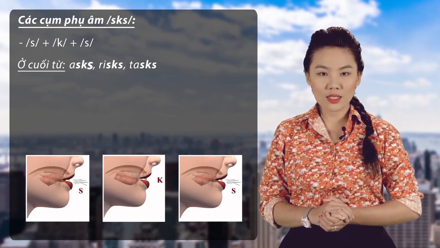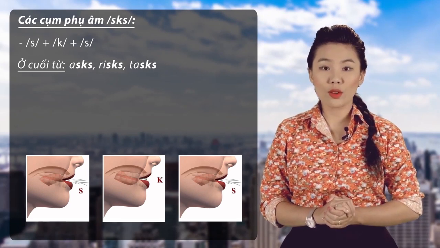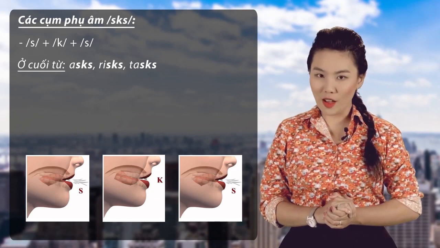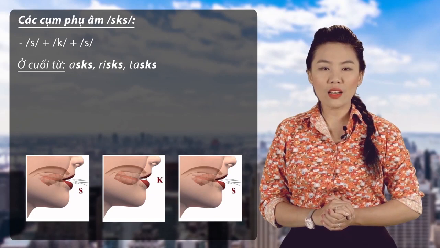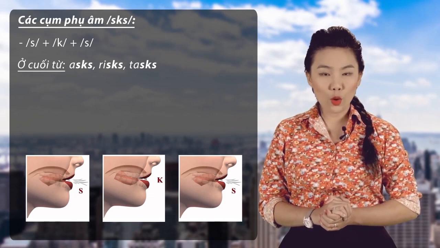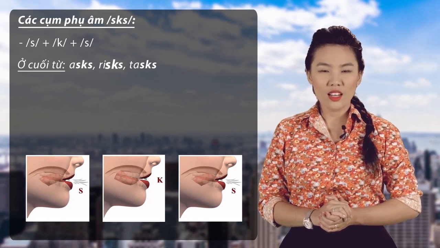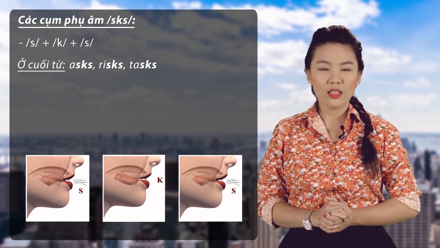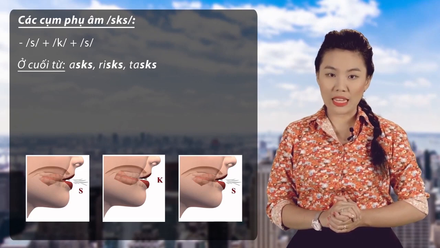Asks, risks, tasks. Và nếu bạn cảm thấy điều này quá khó khăn, vậy thì chúng ta hãy chia thành hai phần bao gồm và s. Và đầu tiên chúng ta hãy nói như là âm cuối cùng. Ask, risk, task. Và nếu bạn không thể nói như là một âm cuối, vậy thì hãy quay lại phần đầu tiên của bài học này và thực hành.